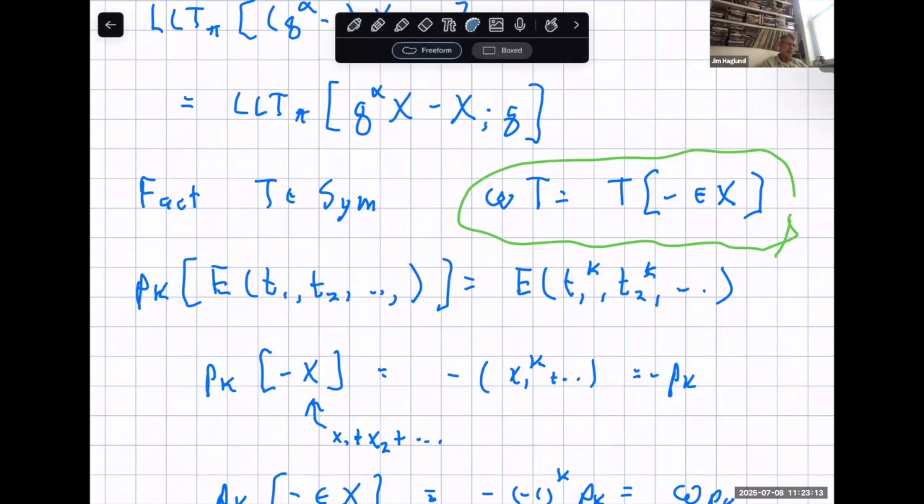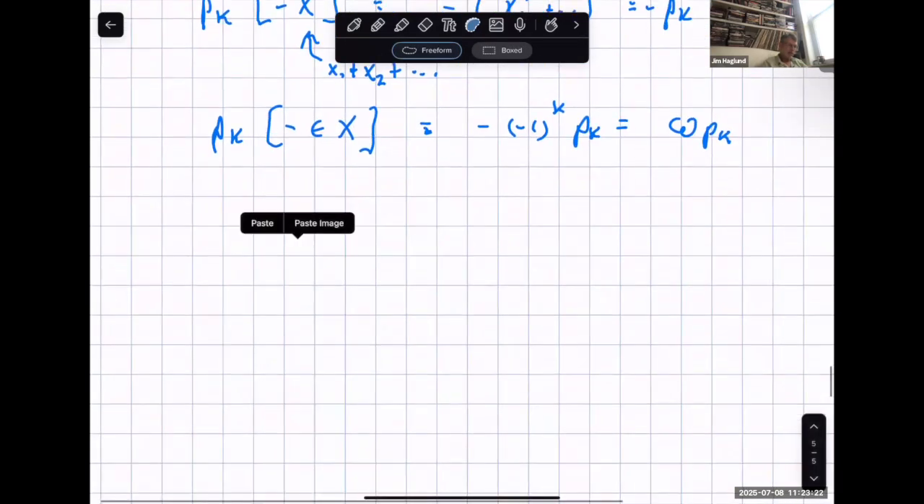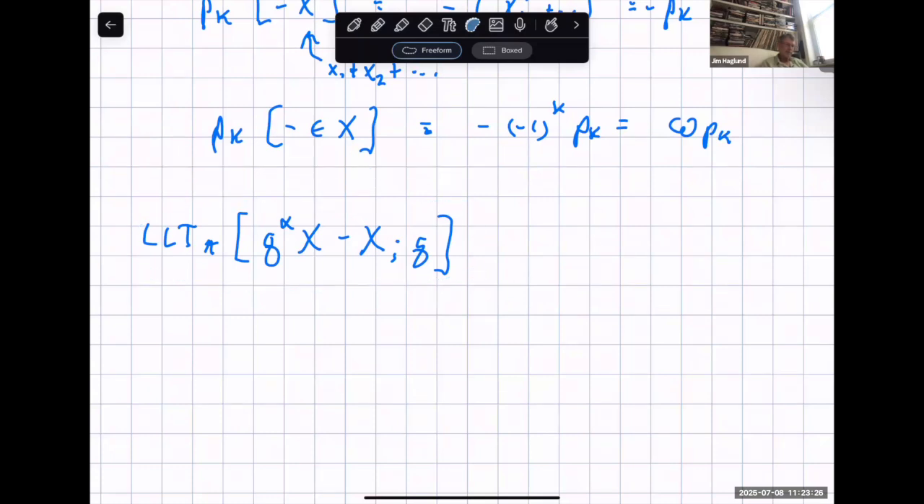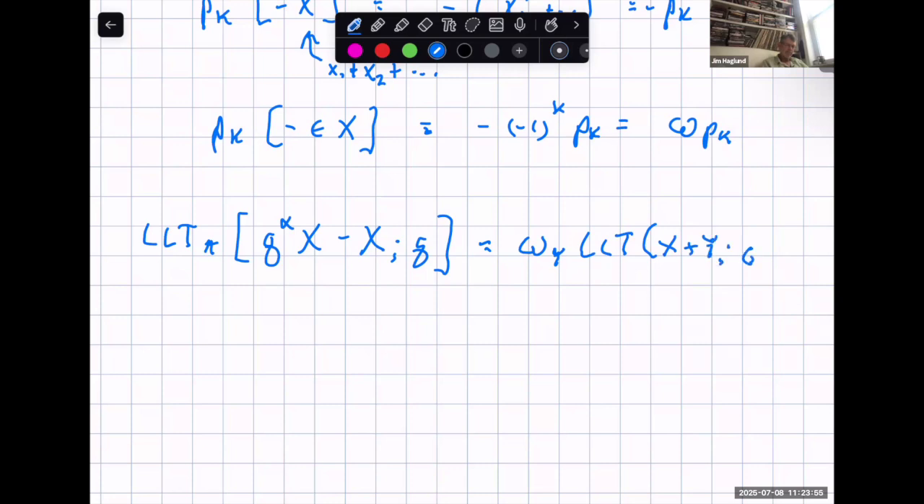This thing here is equal to, let's see now. So we want to view this as omega y applied to LLT of x plus y. And I'll just put how. What do we have to specialize our parameters to? Why do we want that? Because we have a formula for this in terms of a sum over superwords.